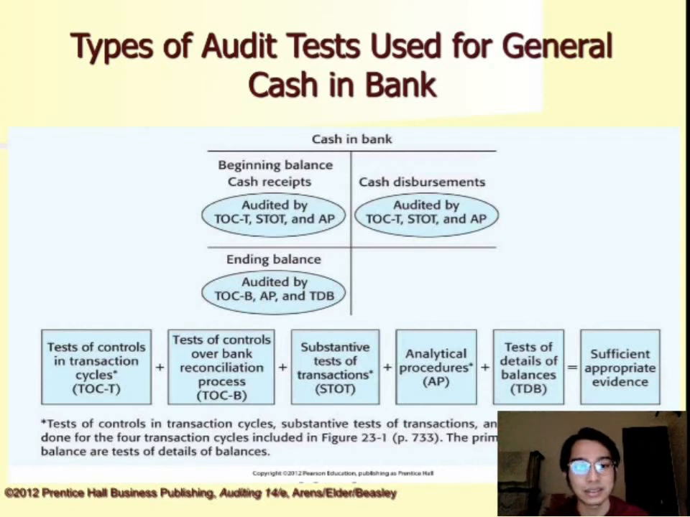For the cash disbursements, they will be audited by TOCT, which is the test of controls in transaction cycles, and also with STOT and also AP. For the ending balance, it will be audited by TOCB, which is the test of control over the bank reconciliation process, AP, which is analytical procedures, and TDB, which is the test of details of balance.